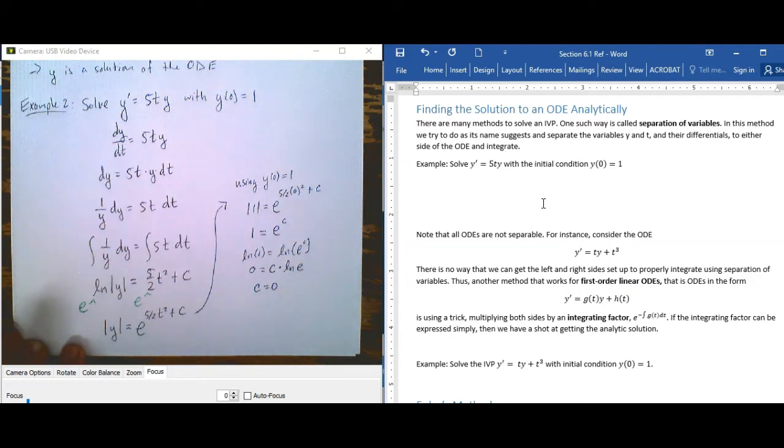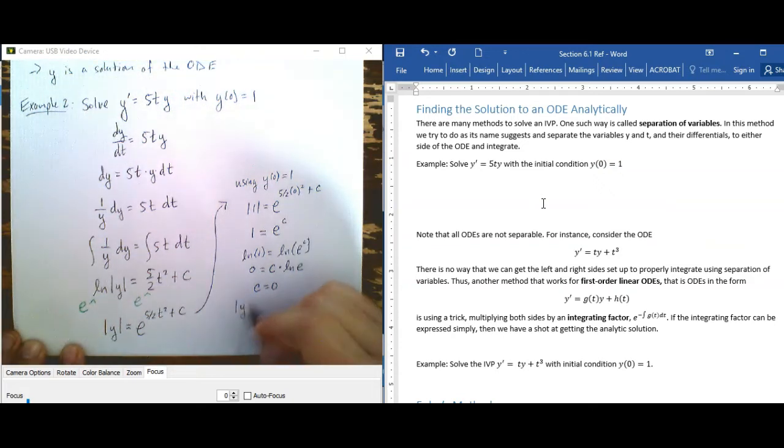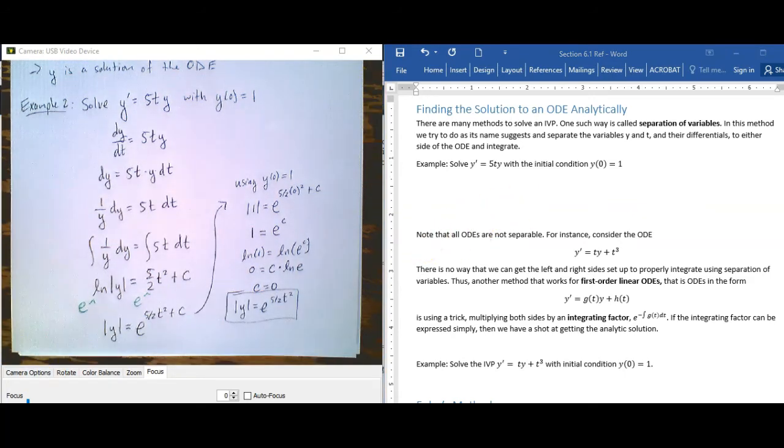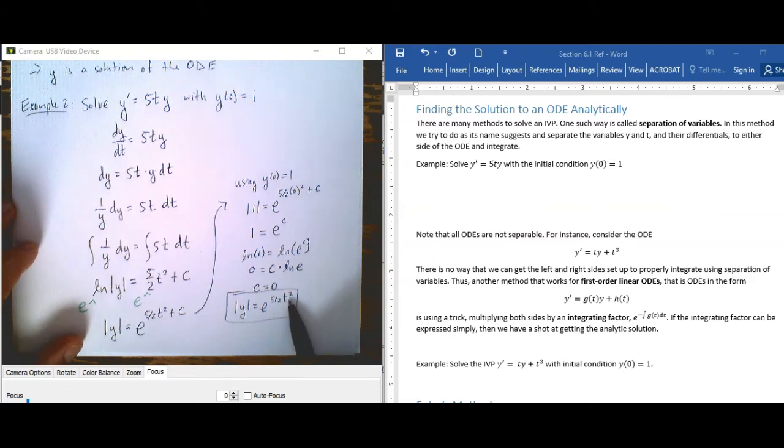Therefore, our solution to this problem is absolute value y equals e to the 5 halves t squared. In fact, because e to the 5 halves t squared only outputs positive values, we can write the solution without the absolute value symbols, like this. So here is our solution.